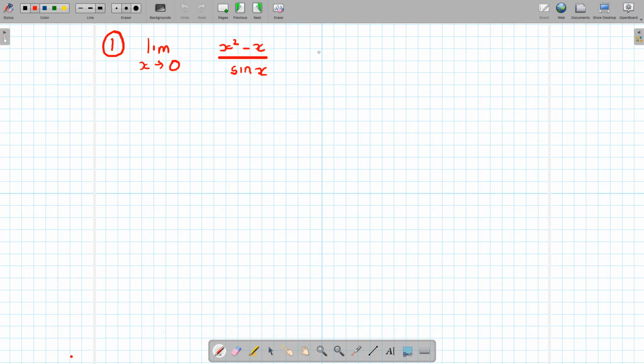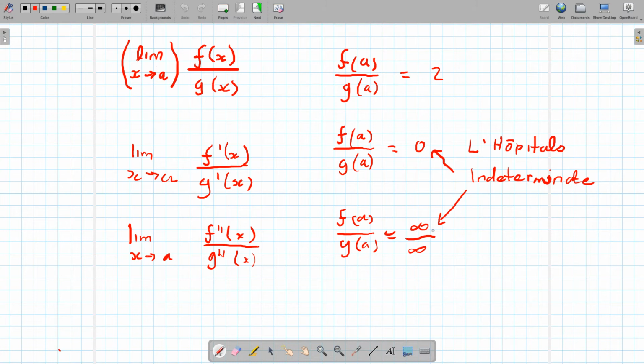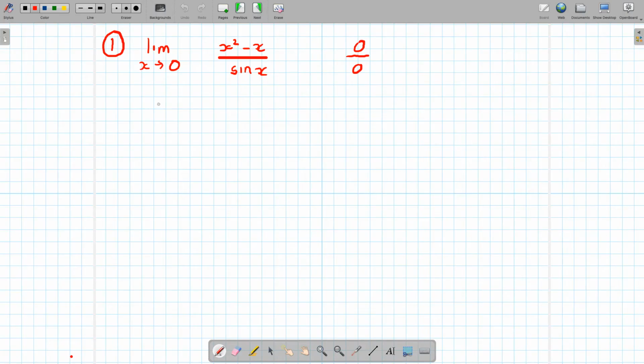So if I put in x as 0, you can see that I've got nothing on the top, 0 take away 0, and I've got sine 0 on the bottom, which gives me 0. So as x is heading towards 0, we've got 0 divided by 0. So we've got this case where we've got an indeterminate value. So what we're going to do is we're going to use L'Hopital's.